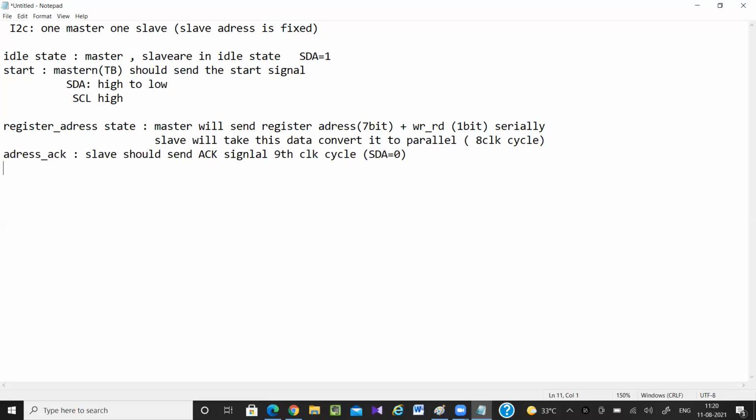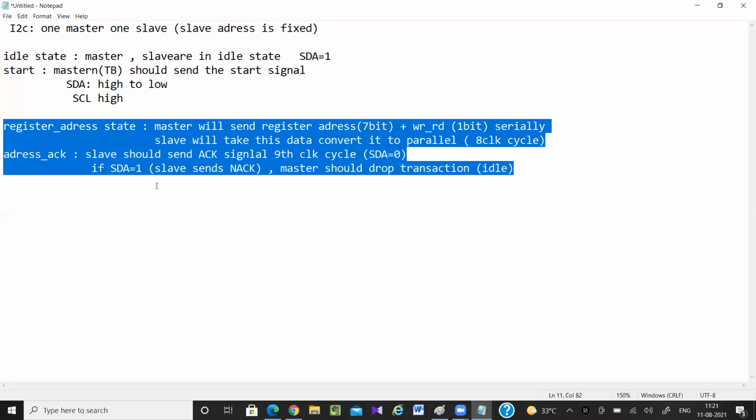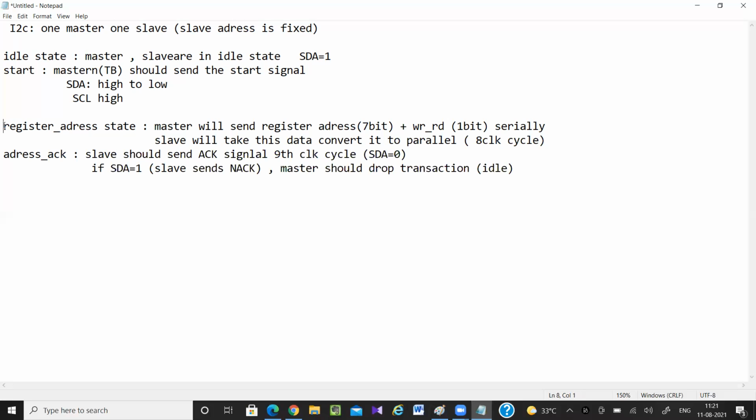If SDA equals 1, that means the slave sends a NACK signal. Then what will happen? Master should drop the transaction. That means master should simply go to the idle state, because the slave is not responding. Next, after the register address, depending on the operation, it may be the write state or the read state.